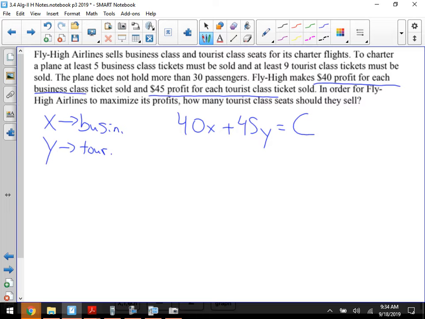Then you go back and reread again. It talks about specific parameters for each style of seat. One of the parameters states that the plane doesn't hold more than 30 people. Well, that's kind of an important thing. You can't hold more than 30 people. Can you hold 30 people? Yeah. Can you hold 31? No, because it's 30 passengers.